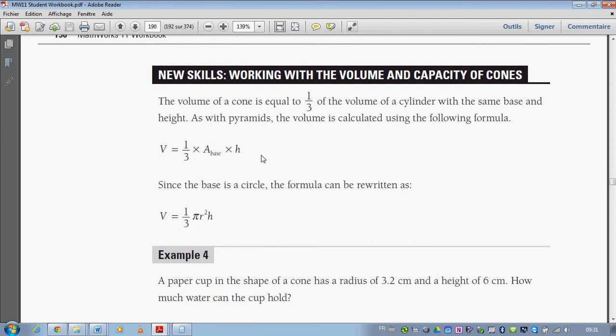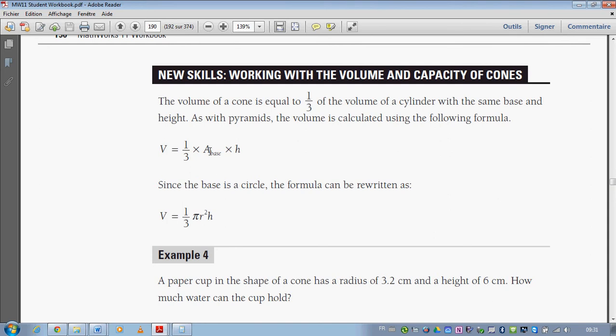Okay, so now moving on to volume and capacity of cones. The formula for the volume of a pyramid is still the same for the volume of a cone. It's still the area of the base times the height divided by 3. The only difference here is that the area of the base, because this is a cone, is actually the area of a circle, because a cone's base is a circle.